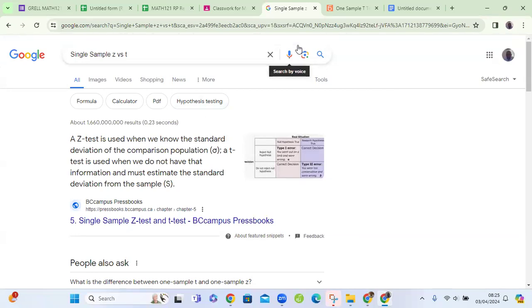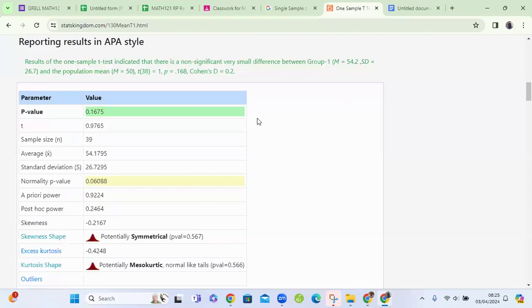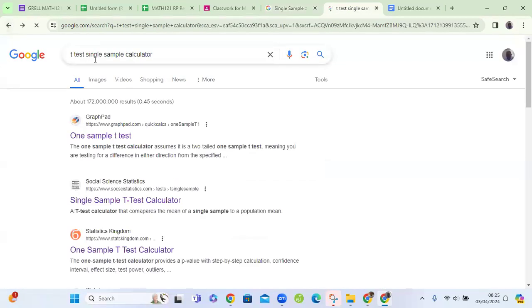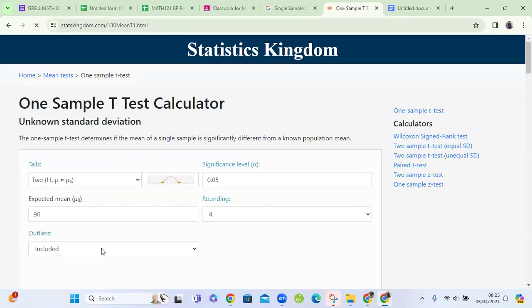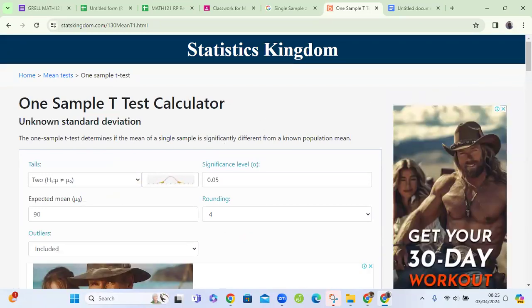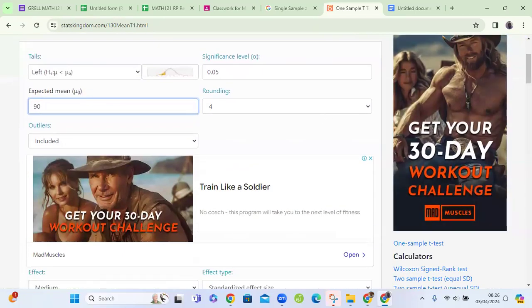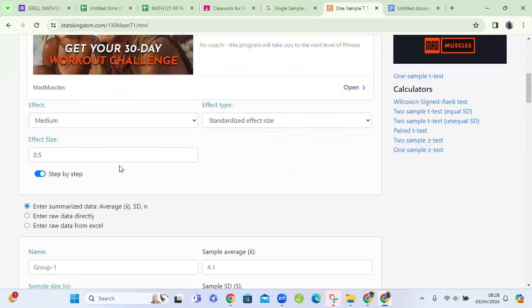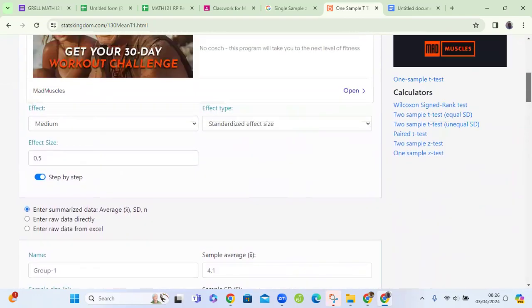Okay, so we have to type in Google single sample t-test calculator, and we access Statistics Kingdom because it's kind of user friendly. And our tail is left tail, because we are hypothesizing that the population mean must be less than 90. Our significance level is 0.05, rounding off to 4 decimal places. And effect size and effect type and so forth, these are for higher level data analysis. It's a single sample t-test, and we enter our raw data.